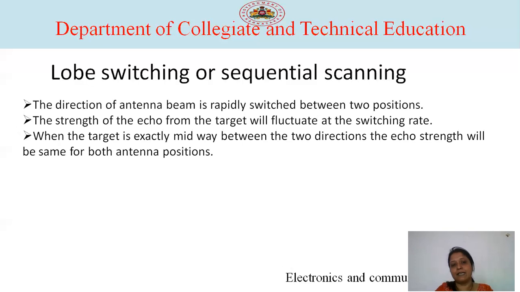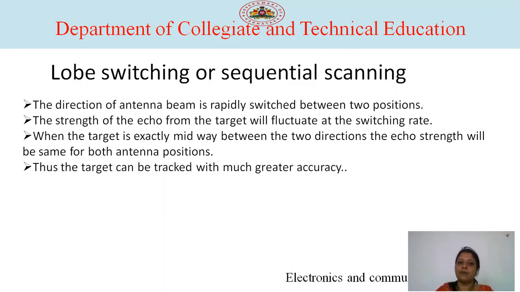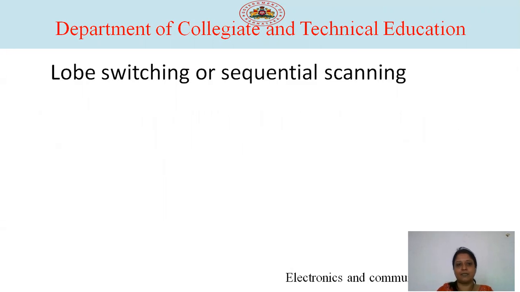When the target is exactly midway between the two directions, the echo strength will be the same for both antenna positions. Therefore, when it is exactly midway, both strengths will be equal, and that indicates the target is exactly midway there. Thus, the target can be tracked with much greater accuracy in this method.